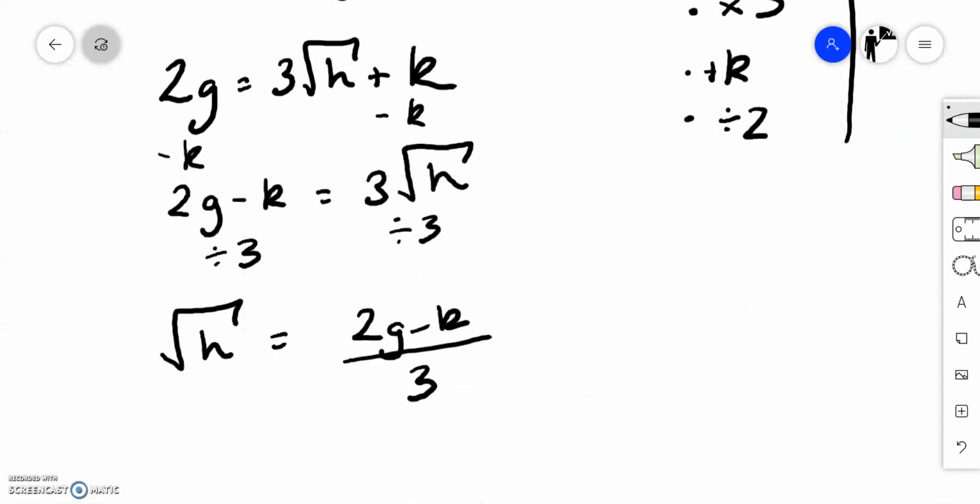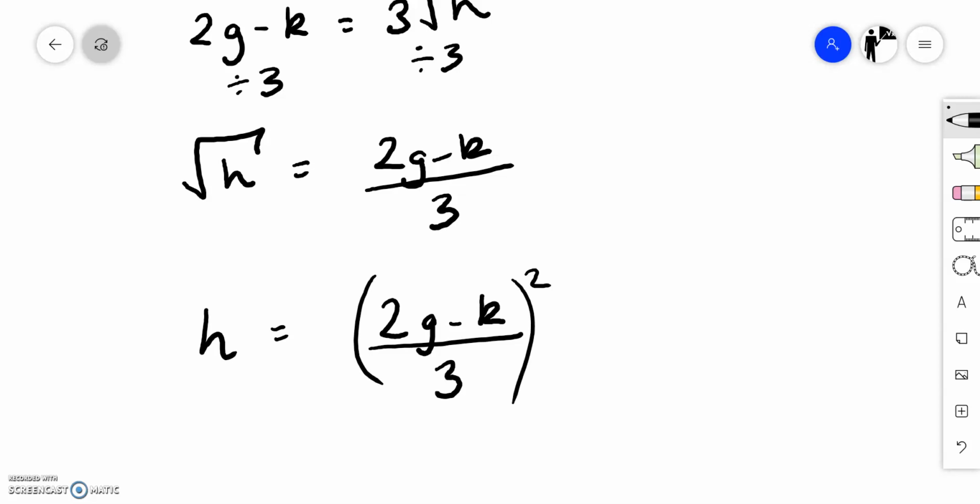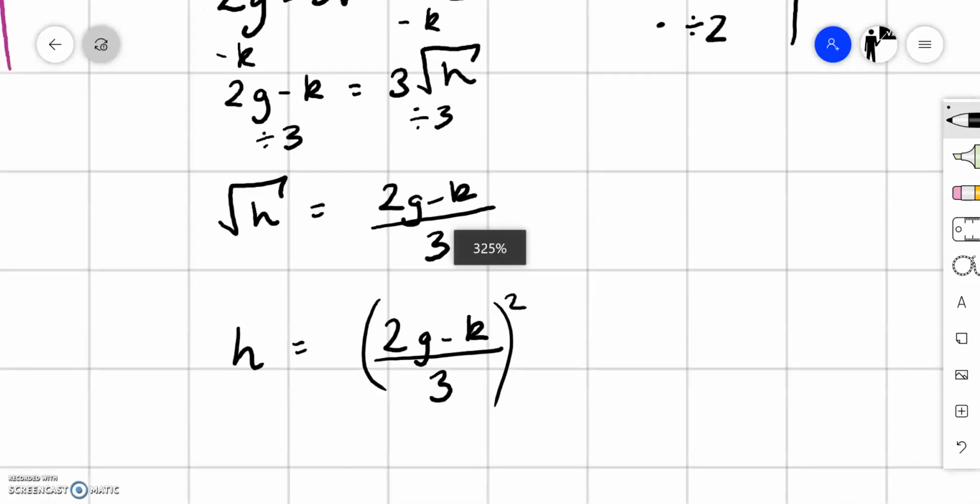Well, the opposite of the square root is squaring. So I'm going to square both sides. I'm going to have 2g minus k, all over 3, squared. If you write that without brackets, that is incorrect, because that just looks like you're squaring the k. You need to put the full expression in a bracket to show you're squaring that full side.